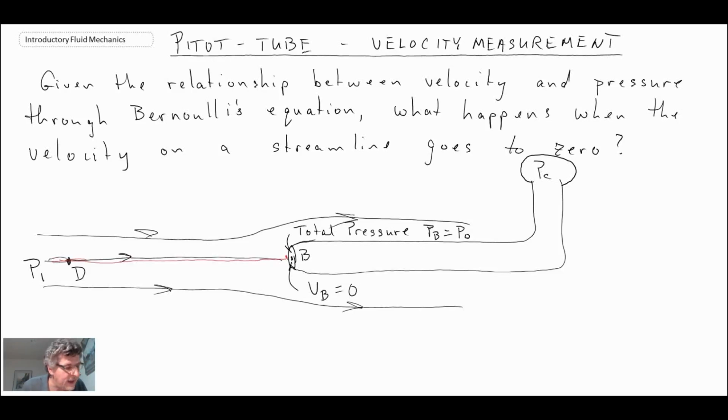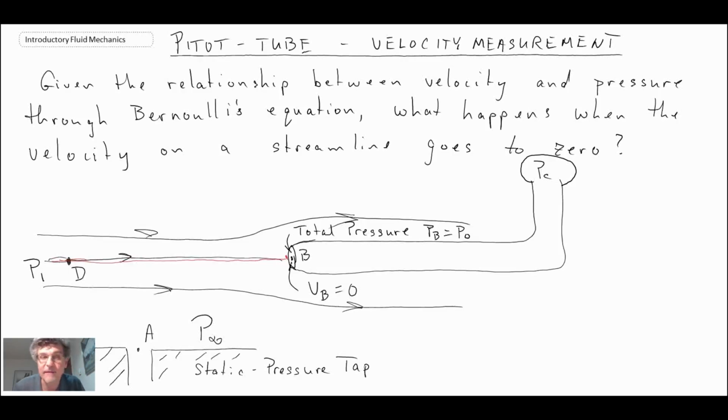And another pressure measurement that we're making here, I'm just going to assume that we have a wall over here. And this will be point A. And we'll call this a static pressure tap. And so this will be measuring what we call P infinity, or the static pressure in the flow. So with this scenario, let's take a look at Bernoulli's equation for this particular configuration.